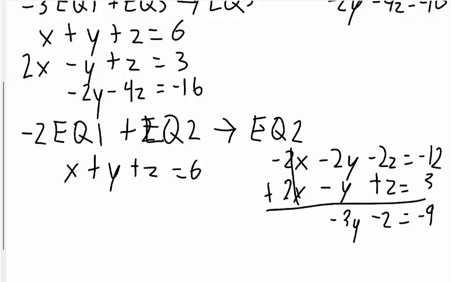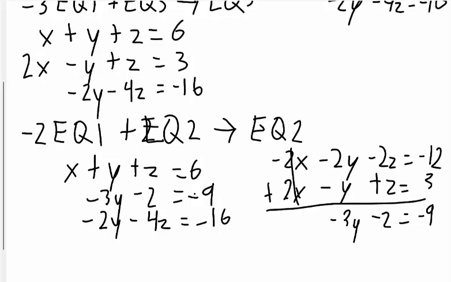So now we have negative 3y minus z equals negative 9. And our third equation is what it was. So we have negative 2y minus 4z equals negative 16. Okay.